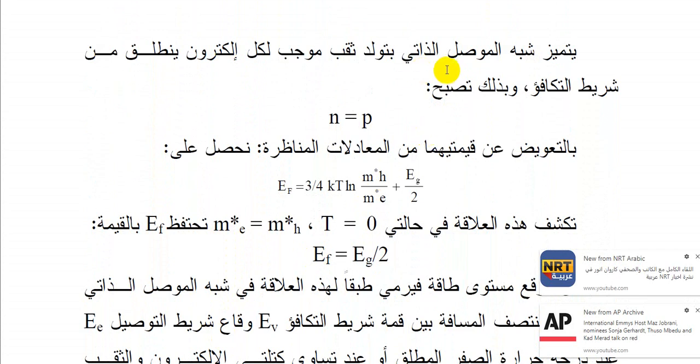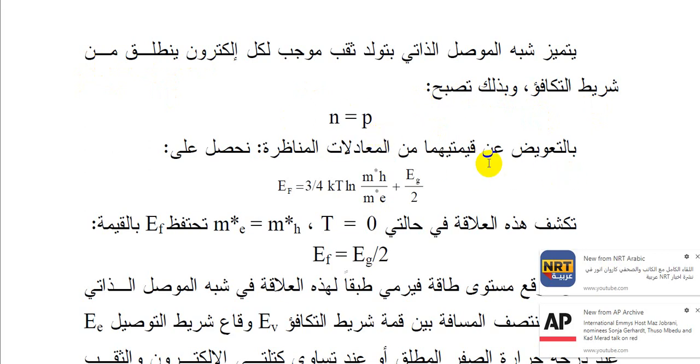Good. The intrinsic semiconductor is characterized by the generation of a positive hole for each electron launched, or excited, from the valence band. Thus N becomes P. That is, the intrinsic semiconductor is characterized by the generation of a positive hole for each electron excited from the valence band, and thus N equals P.